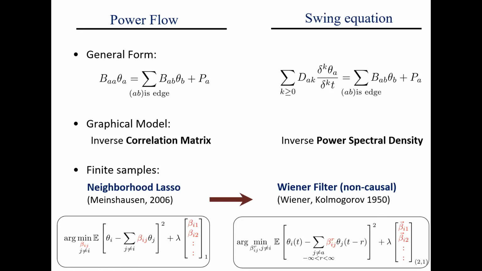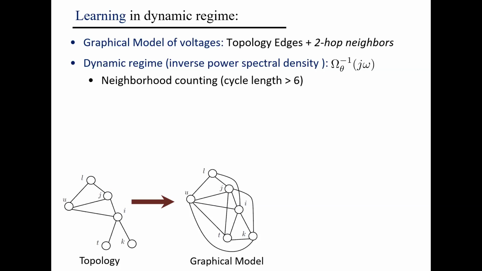What is more important is, if you look at the graphical model of voltages in this dynamical regime, that is, when you look at the inverse power spectral density, the structure is still the same. You'll still get, as in the static case, the topology edges. So the same edges come here. You additionally also get two-hop neighbors. For example, nodes L and I, which are two hops away, will be neighbors even in this dynamical graphical model. Which means one thing is clear: since the first algorithm, based on neighborhood counting, which removes edges by looking at connections elsewhere, worked on just the structure of the graphical model, the same algorithm, which operates for cycle length greater than 6, operates in a dynamical regime as well. So you can use that algorithm for learning a topology from the graphical model of nodal phase angle time series using swing equations.